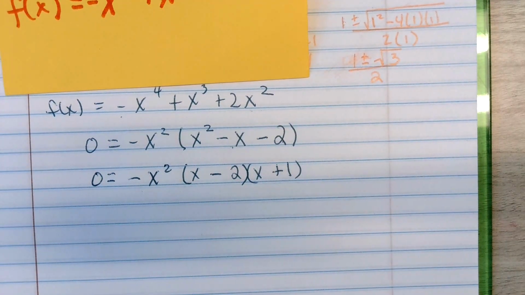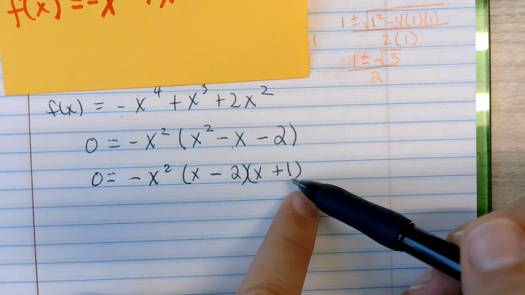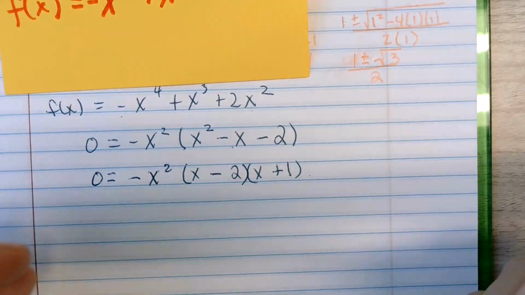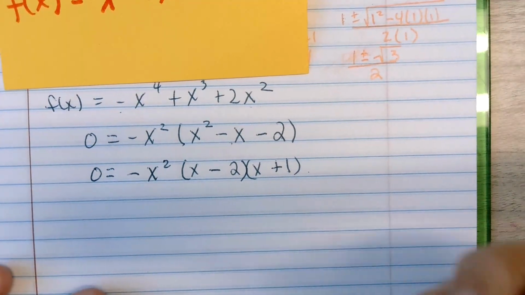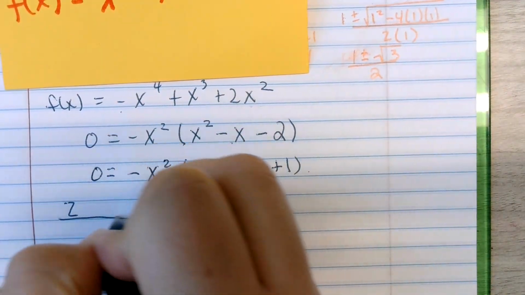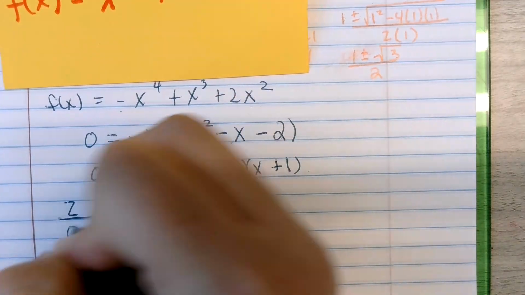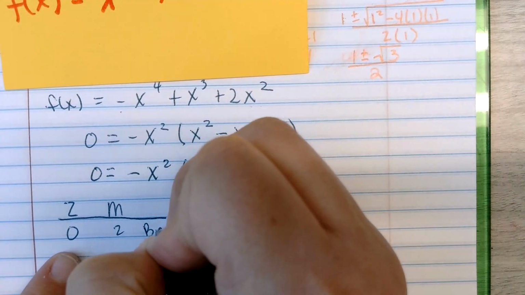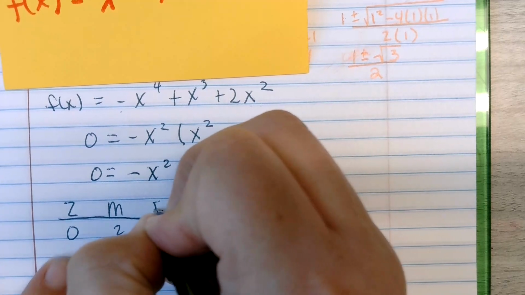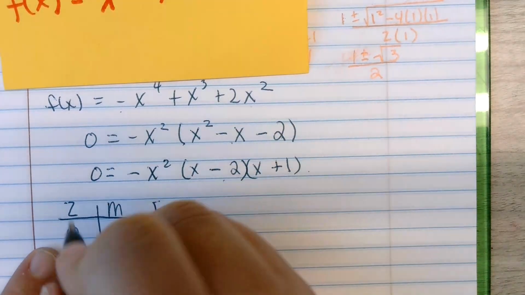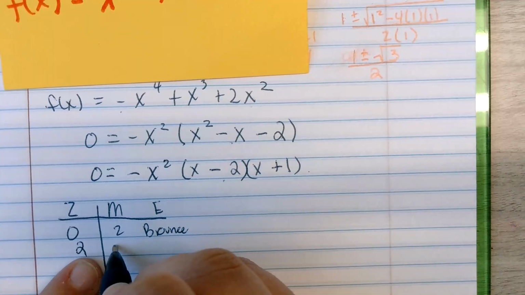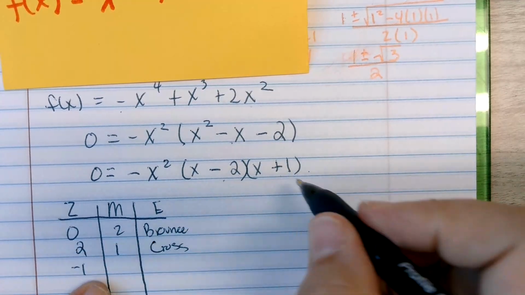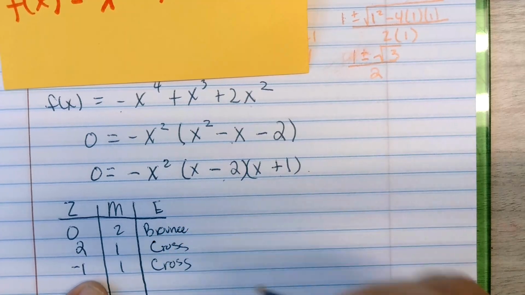So we're going to now set up our zeros. This is where we've started all the other problems in factored form. So once you've factored it, then it's the same steps over and over again. So we have zeros. I have a 0 at 0 with a multiplicity of 2, because that's the power. That means it's going to bounce at 0. I have a 0 at positive 2 with a multiplicity of 1. That means it's going to cross. And I have a 0 at negative 1 with a multiplicity of 1, which means it's going to cross there also.